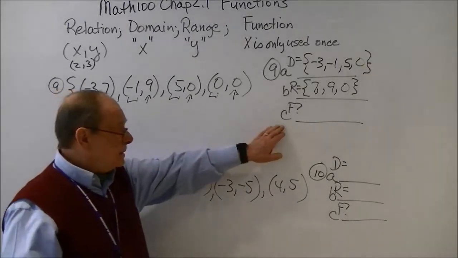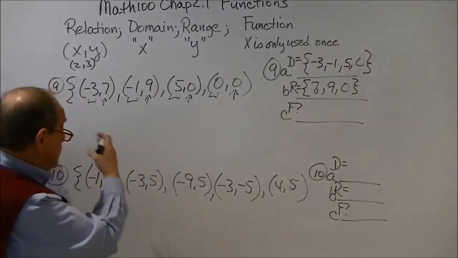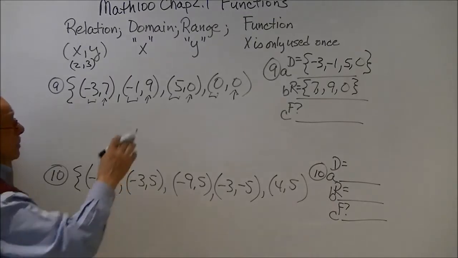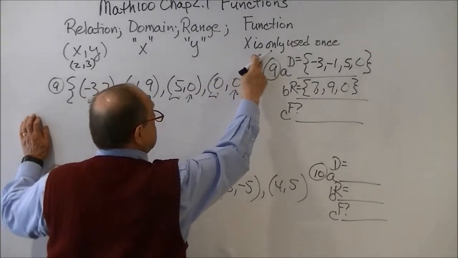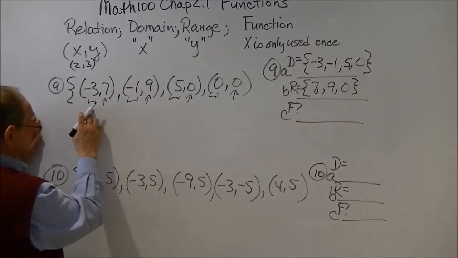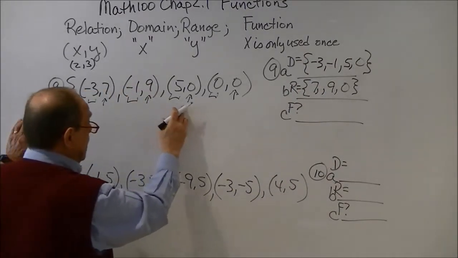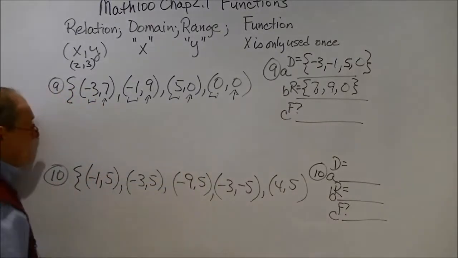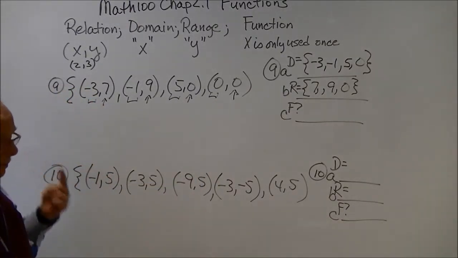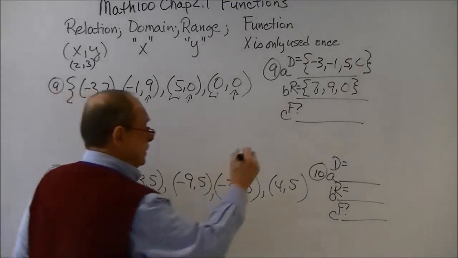And then now we're asked, is this relation a function? Well, going back to our definition, x is only used once. So we have a -3, a -1, a 5, and a 0. Are these repeated? And the answer is no, they're only used once. So this is a function.